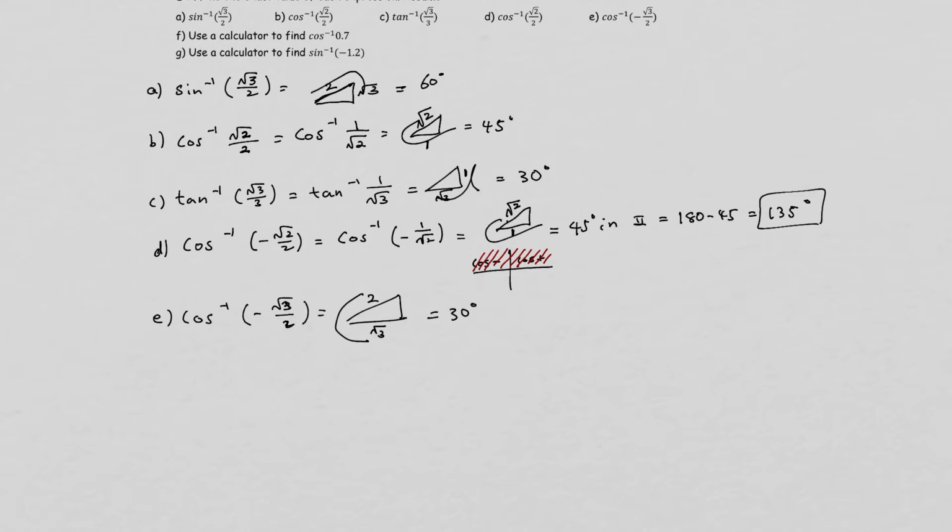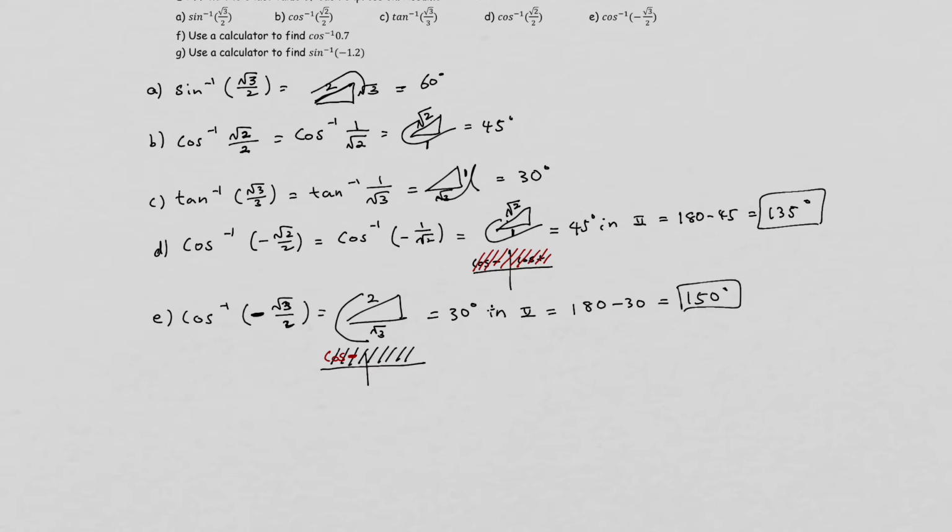And which quadrant? Because of the negative, remember, cosine domain is first quadrant and second quadrant, and only in the second quadrant is cosine negative. So again, 30 degrees in second quadrant. And it means 180 minus 30 degrees gives you 150 degrees.